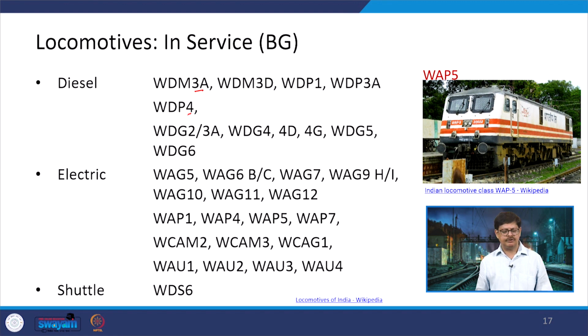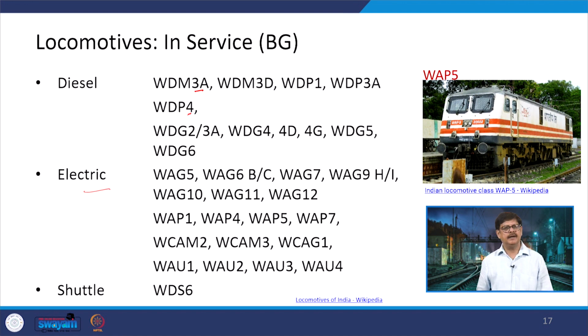If we talk about the electric traction, then there are a number of such locomotives available like WAG 5 series, 6B and C series, 7 series, 9H or I series, then 10 series, 11 series, 12 series. For passengers, 1 is there, 4 is there, that means 2, 3 are out of the system now. 5 is there, 6 is out of the system, 7 is there.